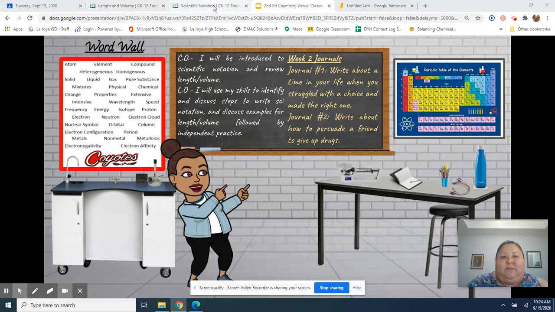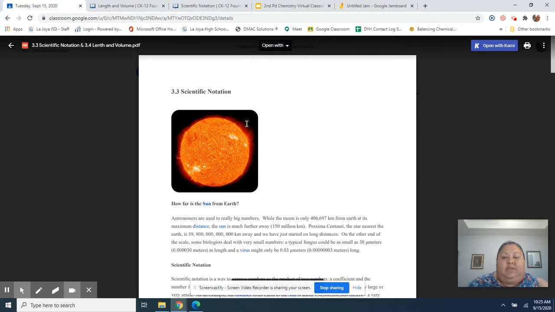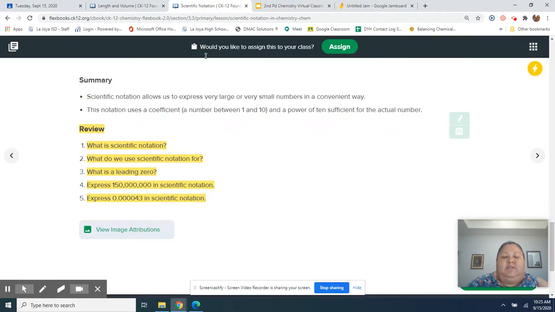The first topic that we're going to be talking about, and here is your assignment. You're supposed to do your daily journal, and then we're going to start reading 3.3 scientific notation and 3.4 length and volume. Okay. So first things first is scientific notation. Remember, if you don't want to use the CK12 links, I do have the PDF version here.